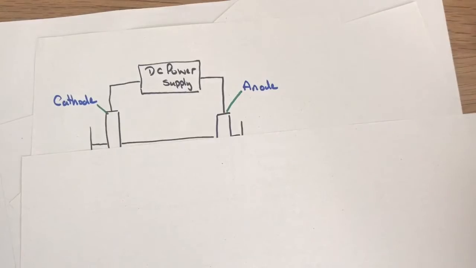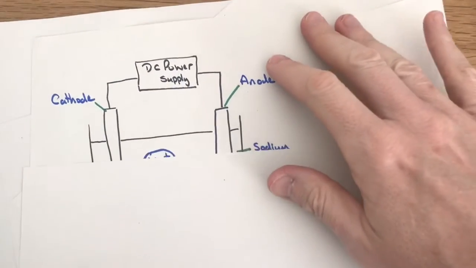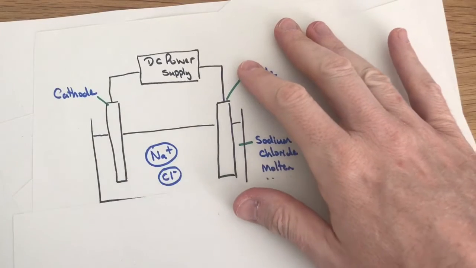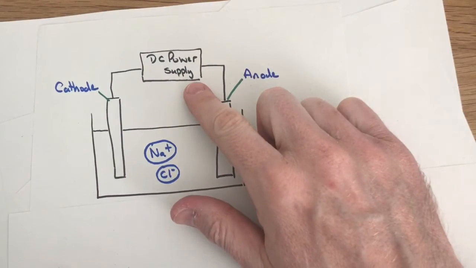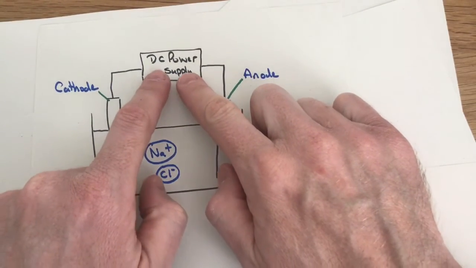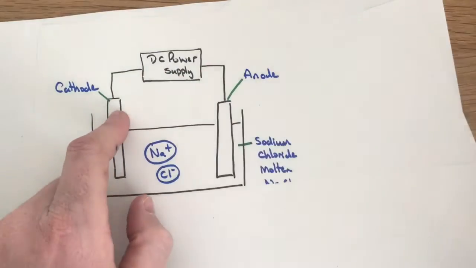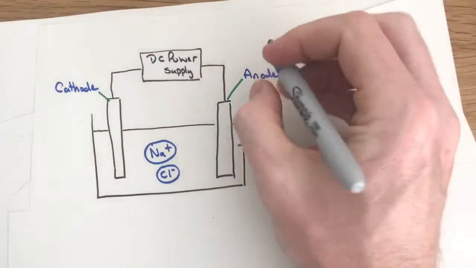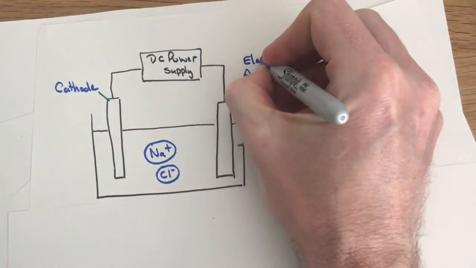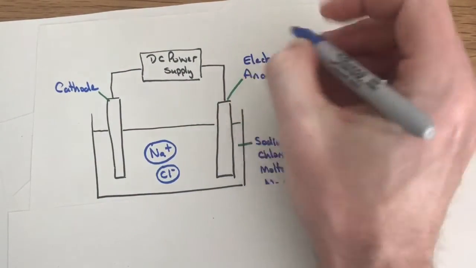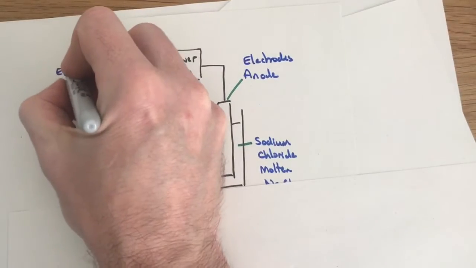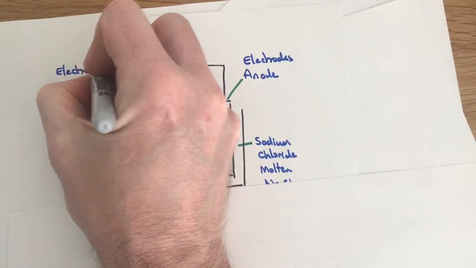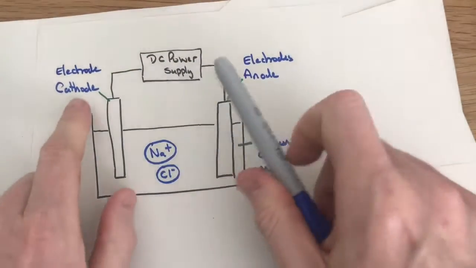Okay, in this video, let's have a look at the basics of electrolysis then. So the setup, if you remember, we need to have a power supply that is going to be a direct current power supply, okay? And the power supply is connected to two electrodes. So here I'm going to have, this is one of my electrodes, okay? And here is my other electrode. And these electrodes we're going to call the cathode and the anode.